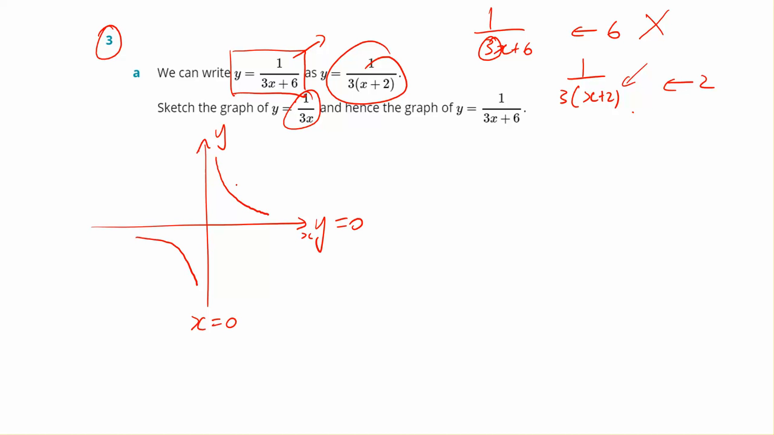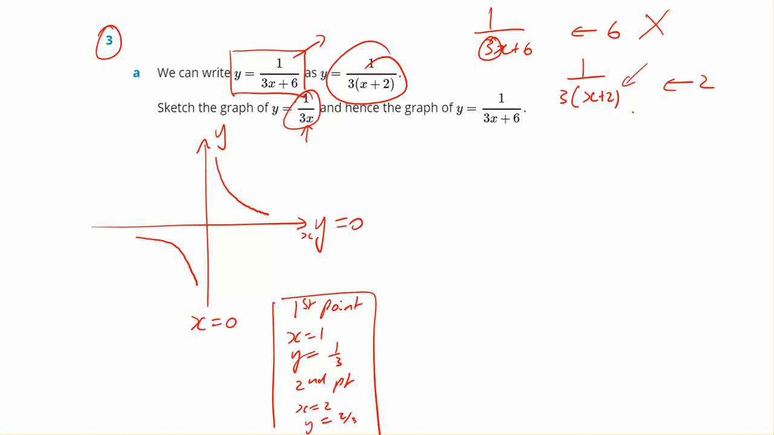Now, because I don't have any x and y intercepts, you need to choose 2 points. For the first point, you sub in easy values, so sub in x equals 1. When x equals 1, y equals 1 over 3, sub into the original. The second point: when x equals 2, y equals 2 over 3. And the reason we do this is because we want to show what the dilation factor is.